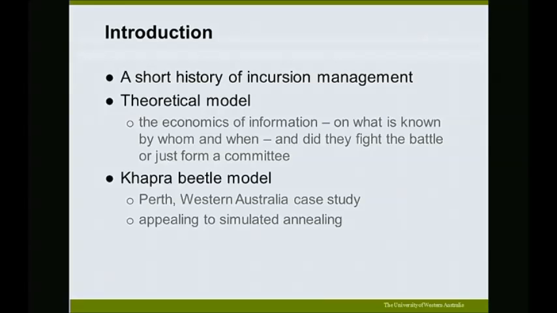Okay, so what am I going to cover? A short history of incursion management, using some quick case studies. My version of the theoretical model, which could be subtitled "The Economics of Information on What is Known by Whom and When, and Did They Fight the Battle or Just Form a Committee?" And committees were quite often formed while the pests thrived and blossomed and basically took over.